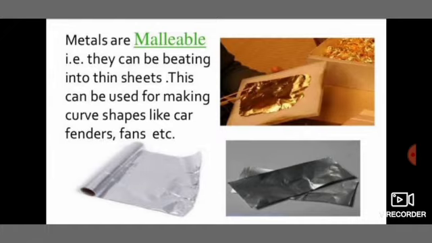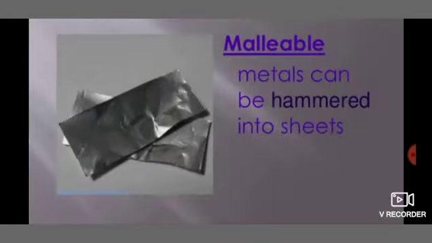Similarly, we are using metals for various purposes by making them into thin sheets. For making curved shapes like car fenders, fans, etc. We are using sheets of gold during the making of gold ornaments. So metals are malleable. They can be beaten or hammered into thin sheet.